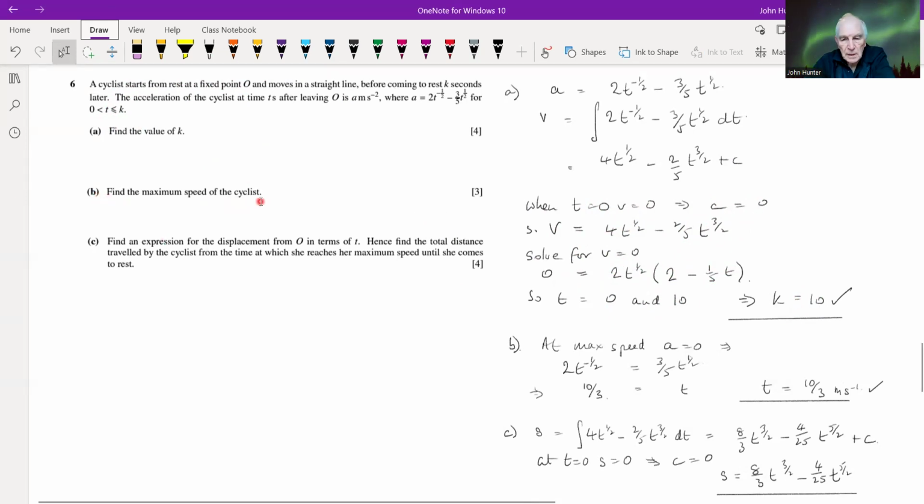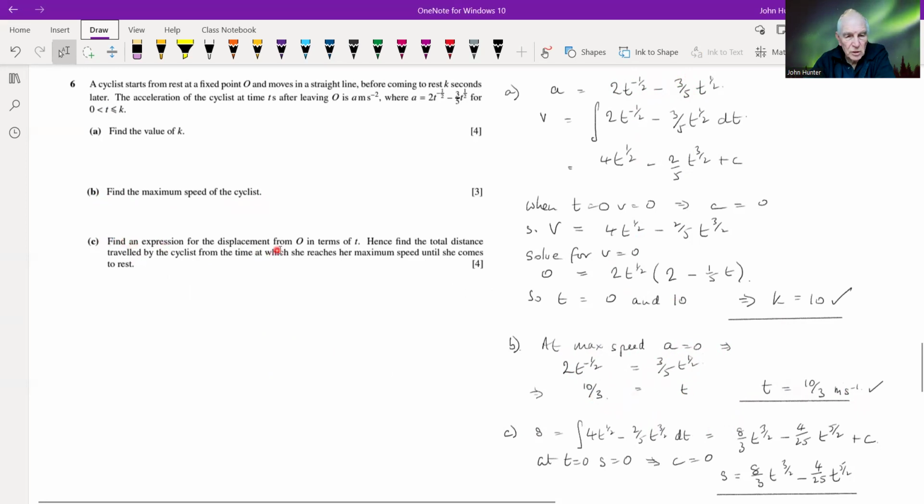Right, find the maximum speed of the cyclist. Well, at the maximum speed, it's all turning points, stationary points, isn't it? In actual fact, the acceleration is going to be 0, dv/dt is equal to 0. That's the acceleration, so in other words, this is our acceleration function. So if acceleration is equal to 0, then this term is going to be equal to this term, and we can just work that through and solve for that, and that's going to basically give us t equals 10/3, meters per second. All right, and there we go.